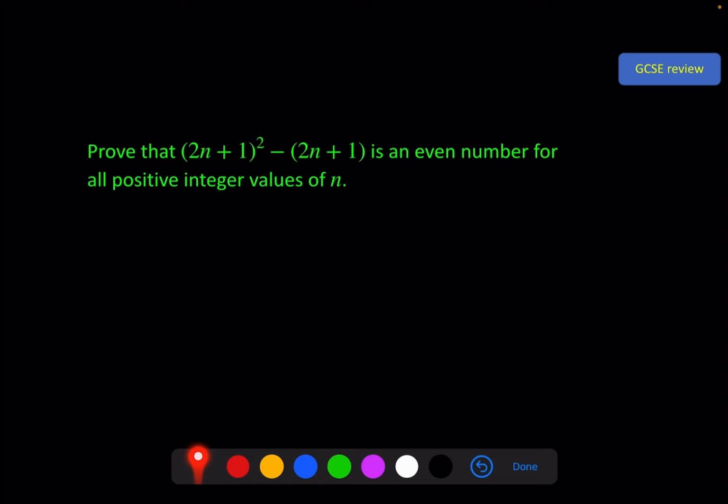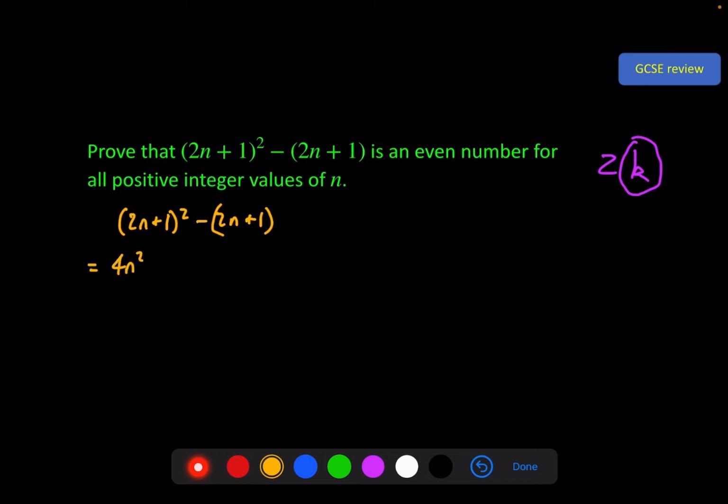So if you want to prove something, there are different ways to go about it depending on what you're trying to prove. In this case we're trying to prove it's an even number. So what we want to end up with is 2 times something that we know is an integer, because 2 times an integer will always be an even number. So we're just going to take this expression, expand it out, and see what we get.